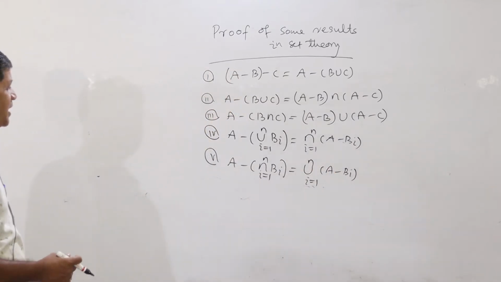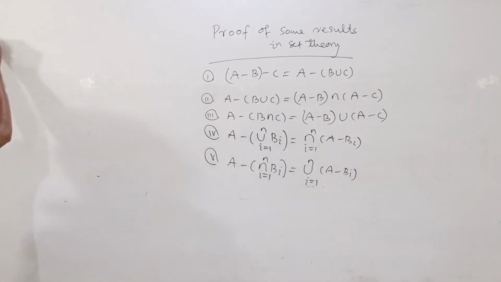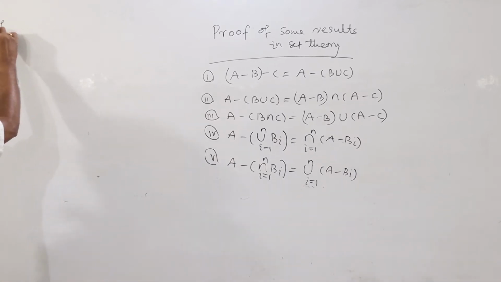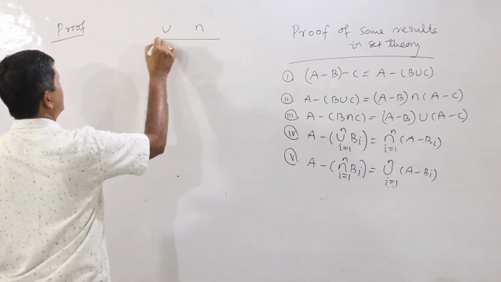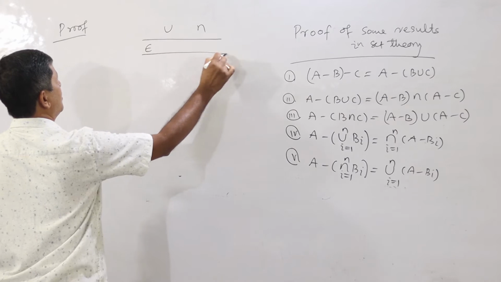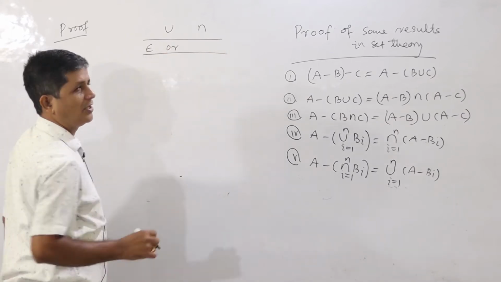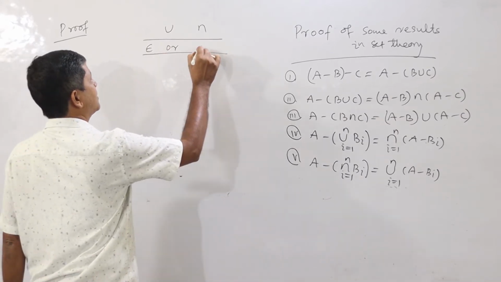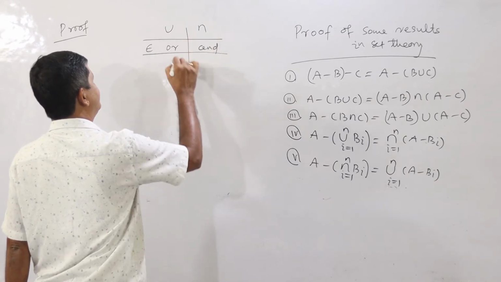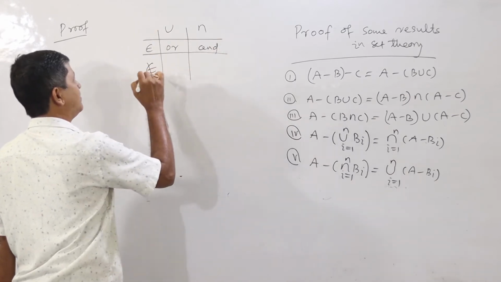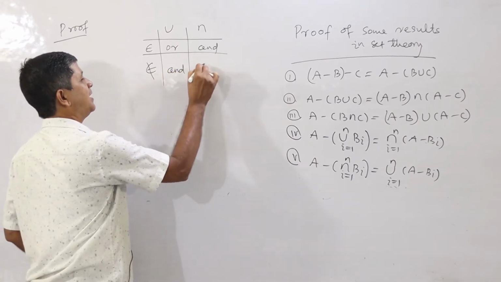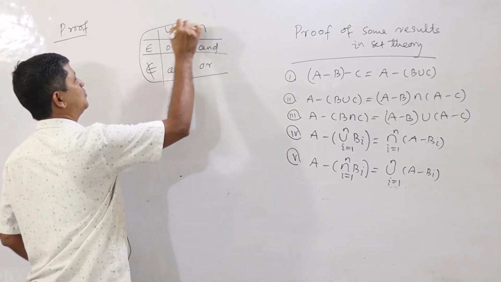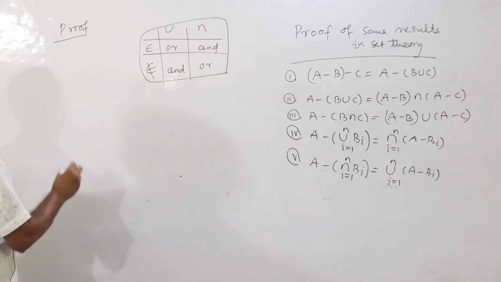Let us start the proof from the first. Remember, in case of union and intersection, if it is belongs to, then for union we write or, and for intersection we write and. In case of does not belong to, it is reversed: for union it is and, and for intersection it is or. So you should remember these things. Come to the first bit.